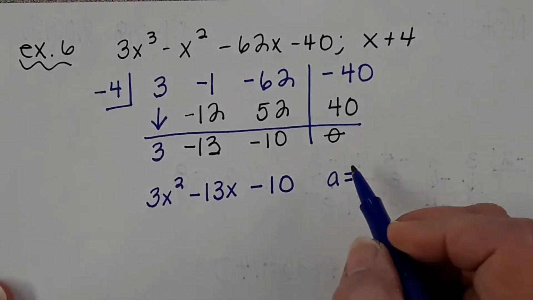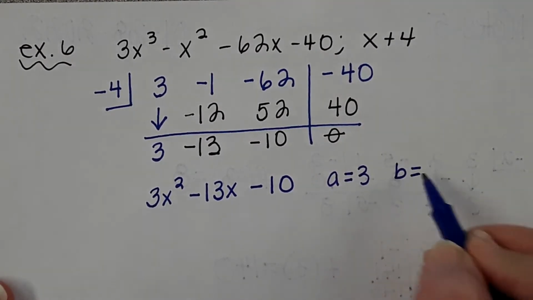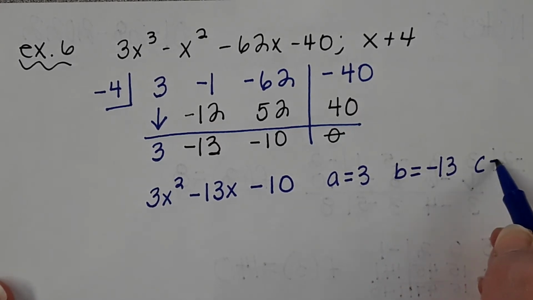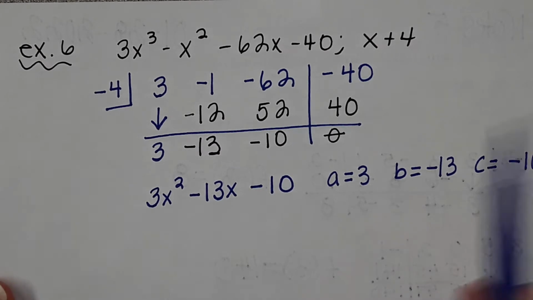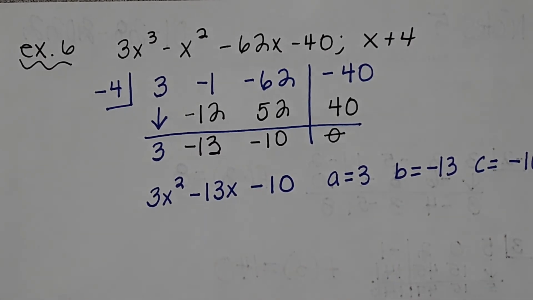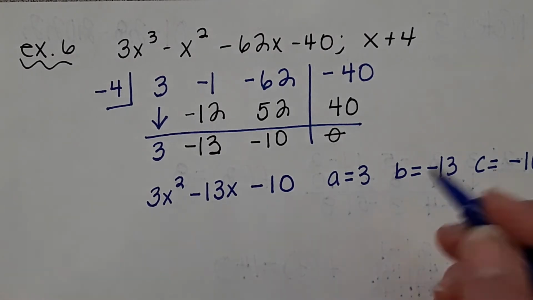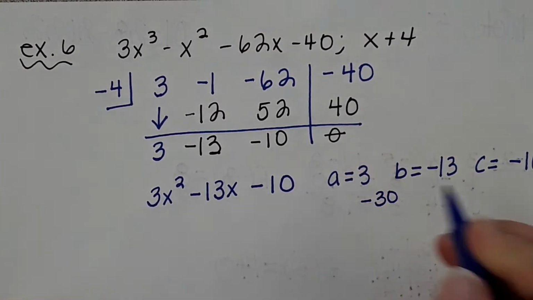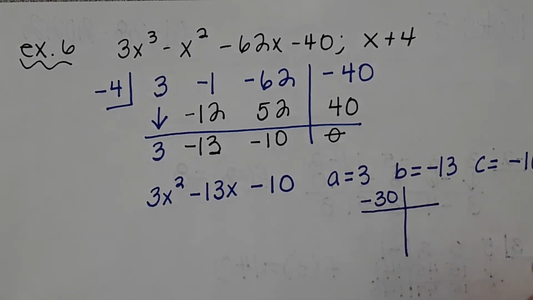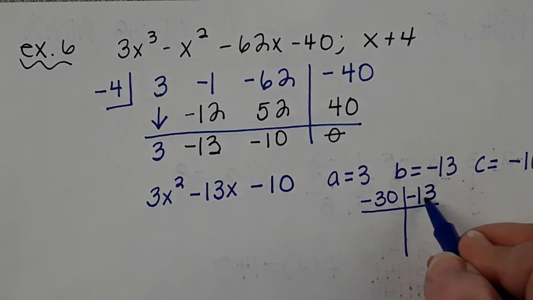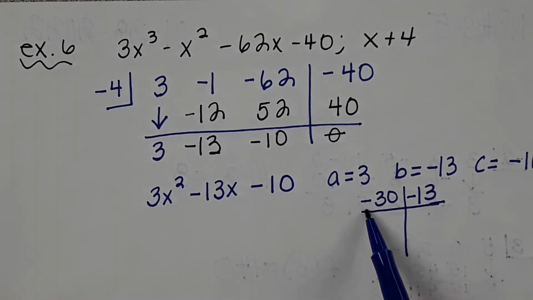A equals 3, B equals negative 13, and C equals negative 10. A is not 1. So once we find our two factors, we can't automatically put it in parentheses. 3 times negative 10, so A times C is negative 30. I need two numbers that when you multiply, you get negative 30, and when you add them, you get negative 13. Because C is negative, you need one negative and one positive number.